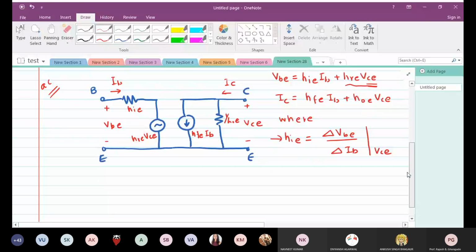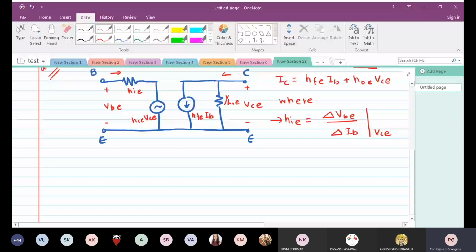Now next, if I want to find out HRE, what should be the condition? What will be the equation for that? HRE will be delta VBE divided by delta VCE, when I keep IB constant. We have already seen this from a different perspective. If you remember, this was H11, this was H12. So just correlate that with this and you will sail through very easily.